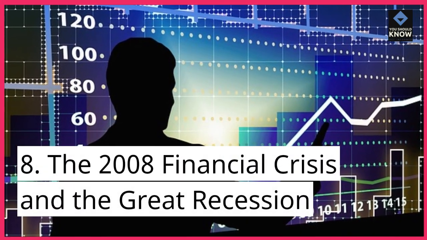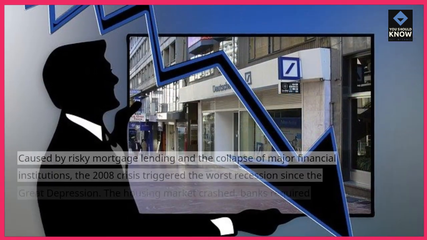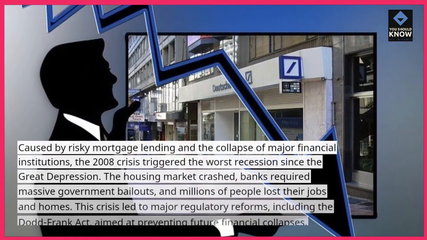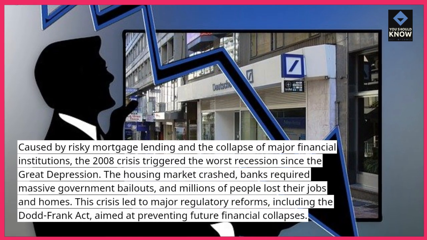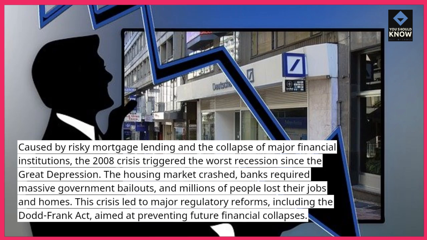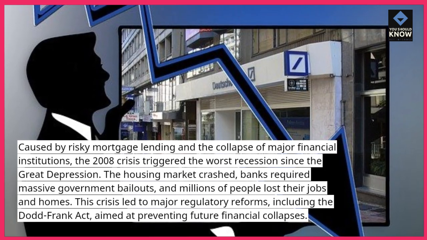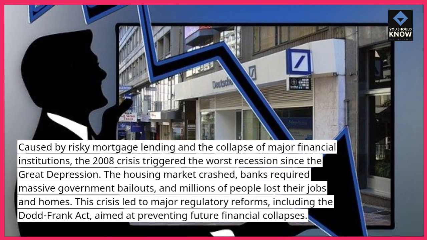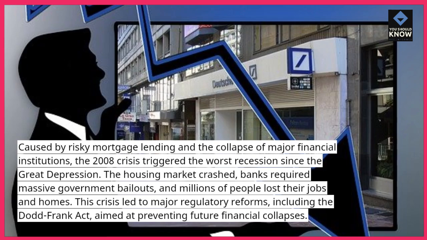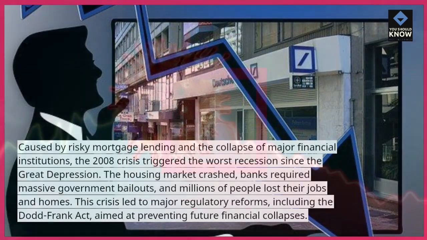8. The 2008 financial crisis and the Great Recession. Caused by risky mortgage lending and the collapse of major financial institutions, the 2008 crisis triggered the worst recession since the Great Depression. The housing market crashed, banks required massive government bailouts, and millions of people lost their jobs and homes. This crisis led to major regulatory reforms, including the Dodd-Frank Act, aimed at preventing future financial collapses.